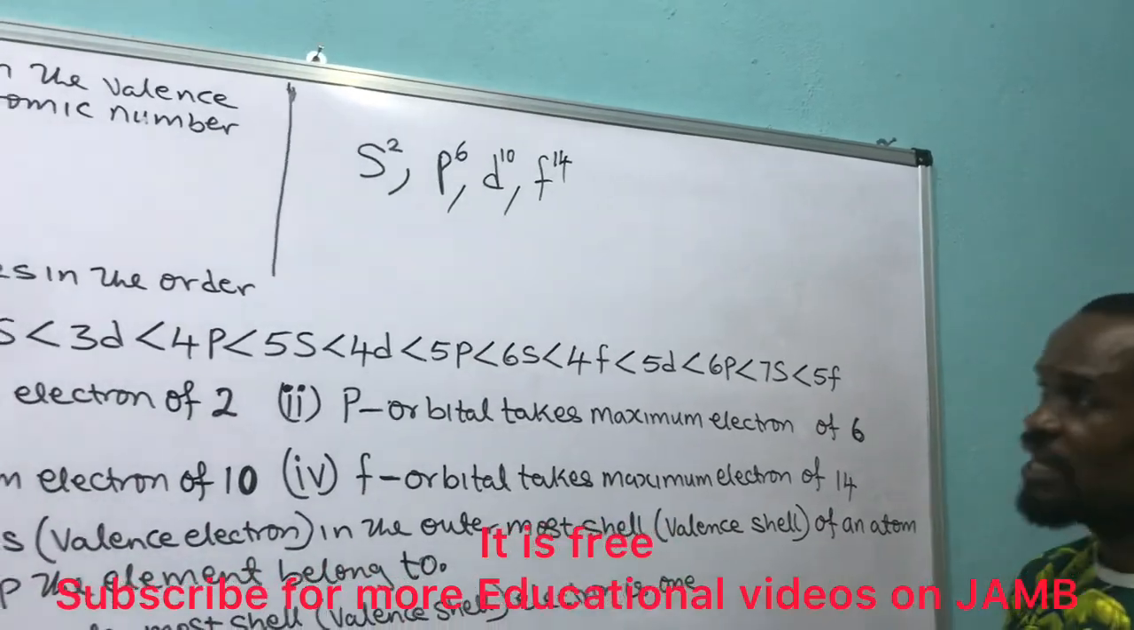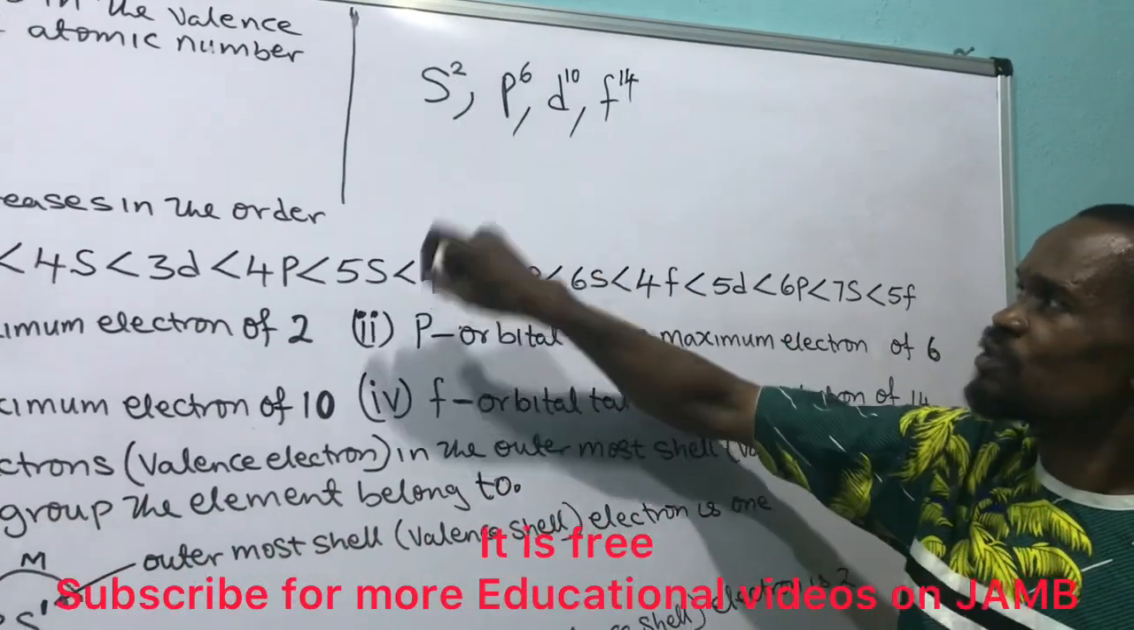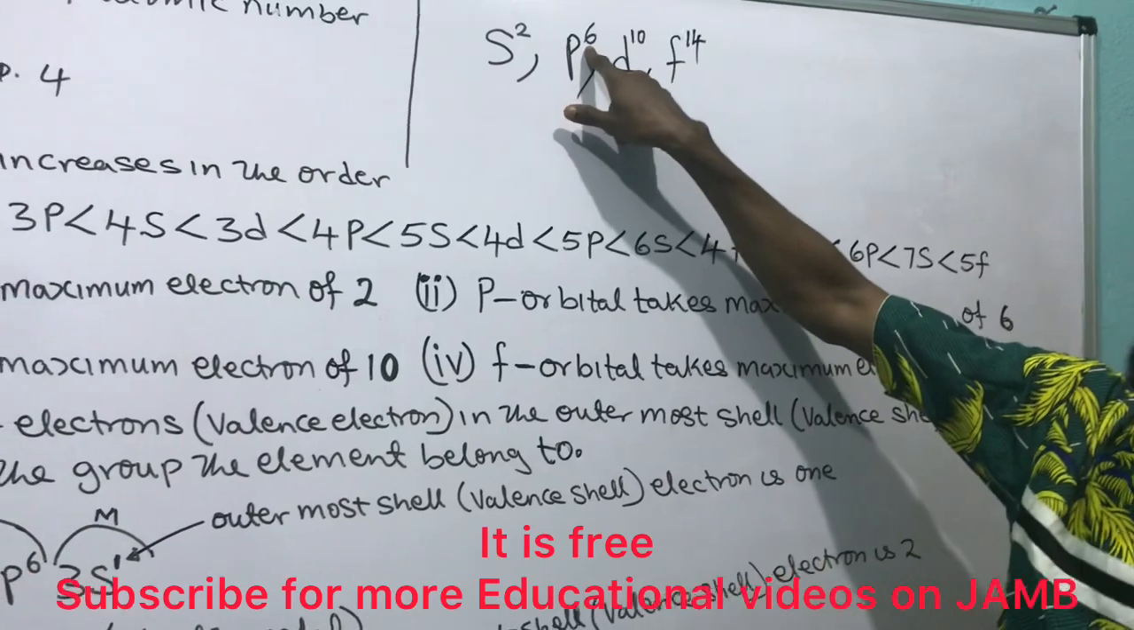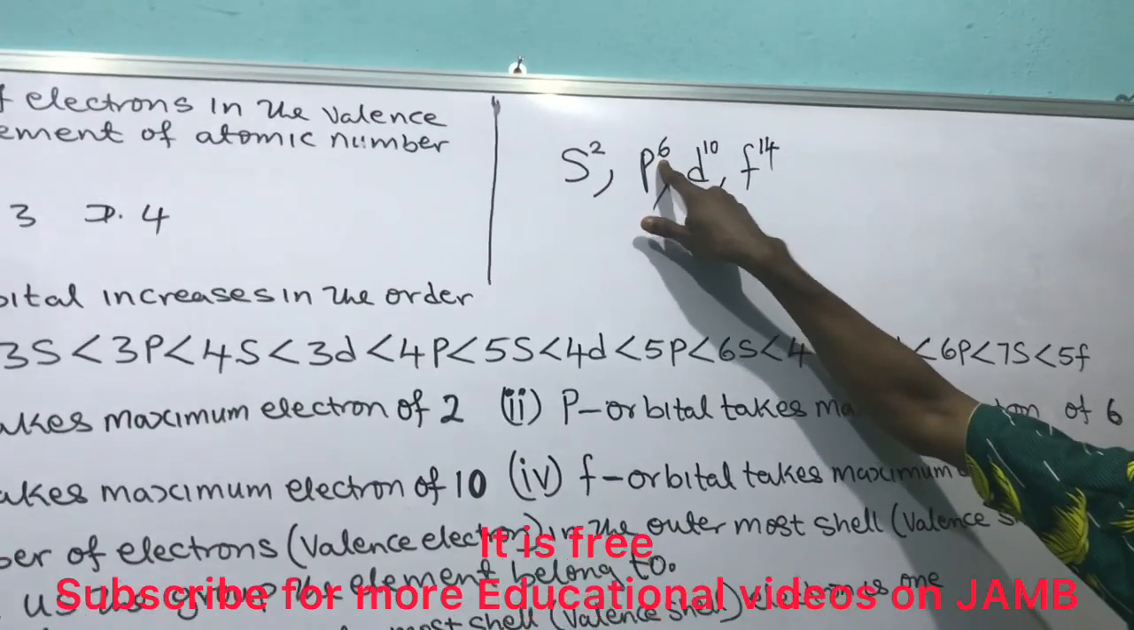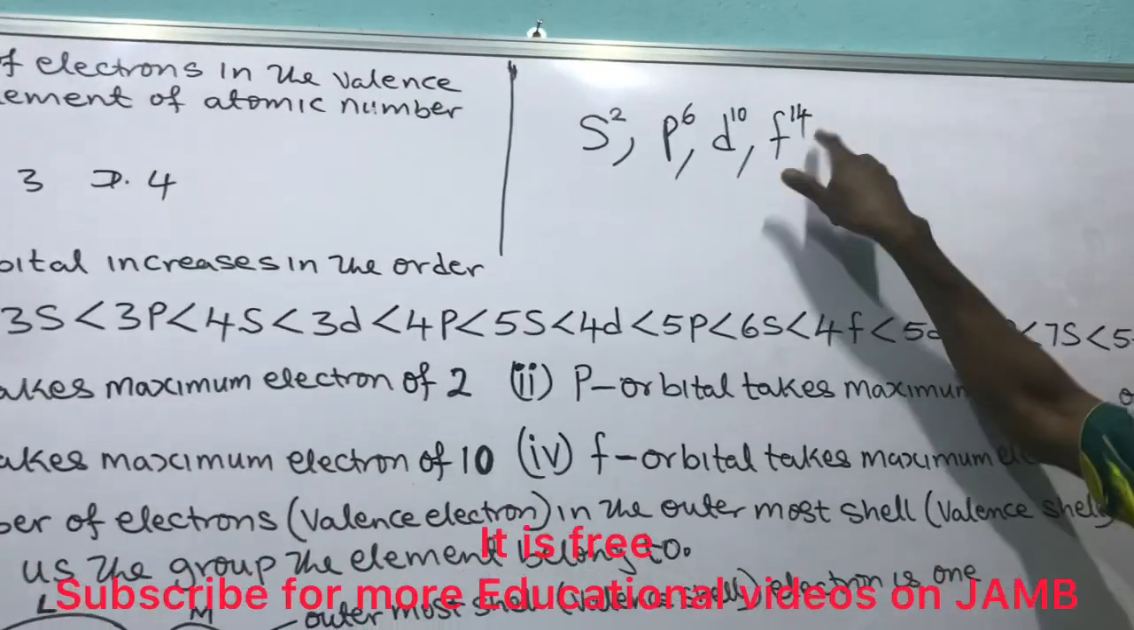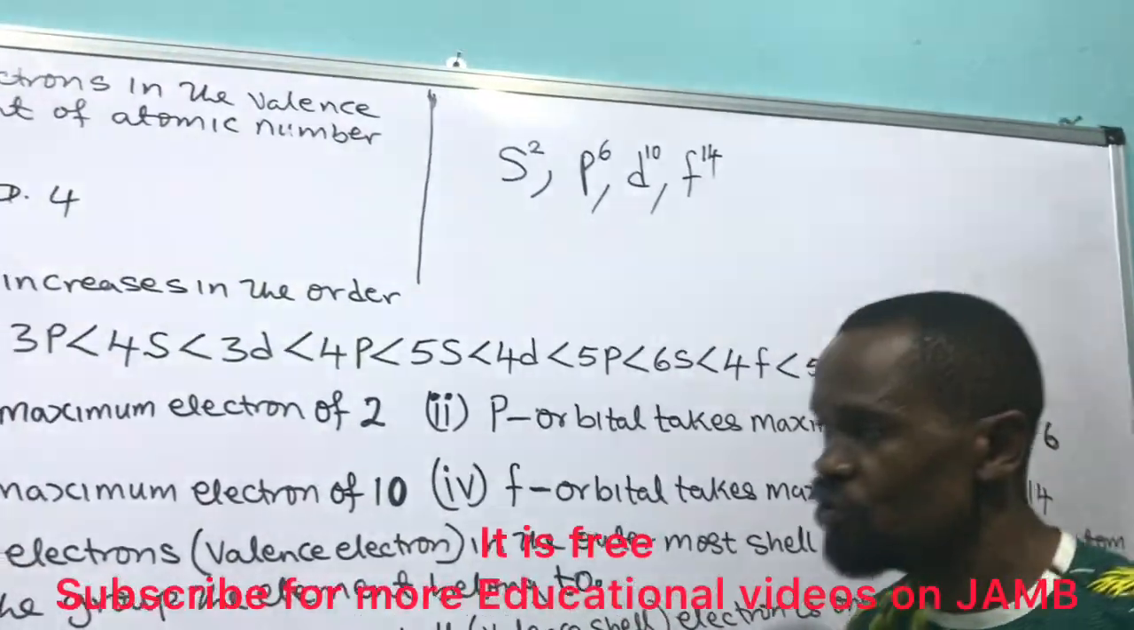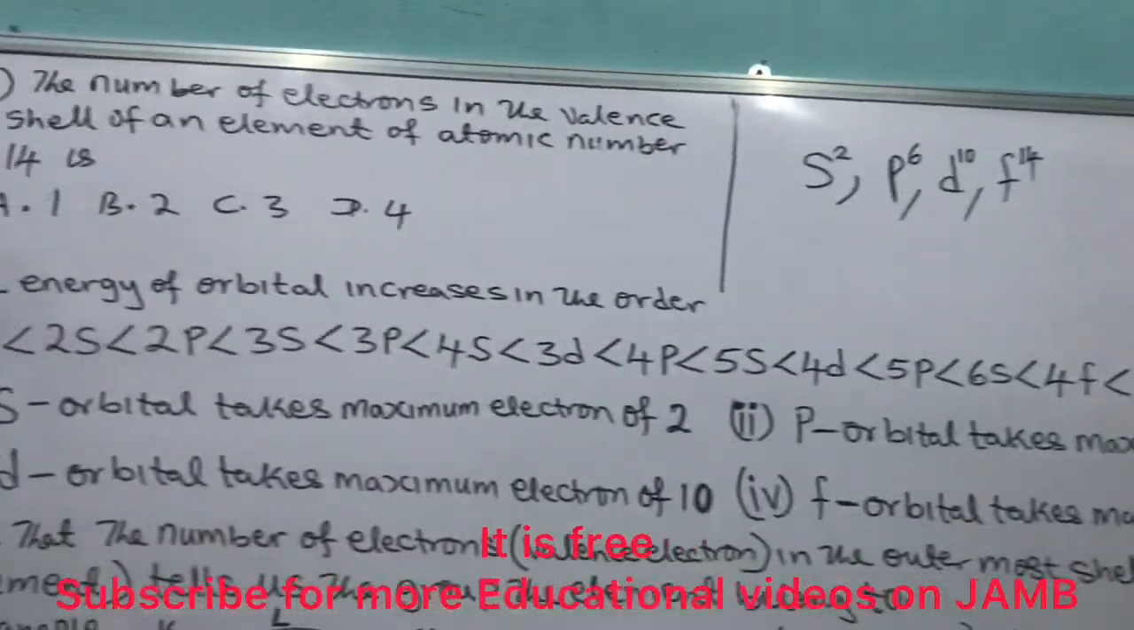That's what we said. What will complete s is 2. What will fill p completely is 6. What will fill d is 10, and what will fill f is 14. Noted. Then we'll come to note that.